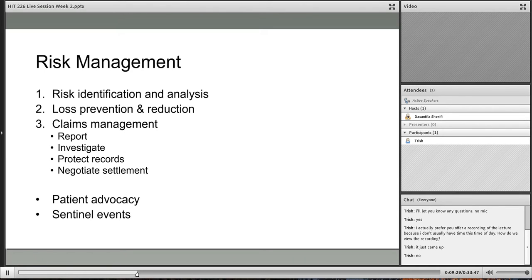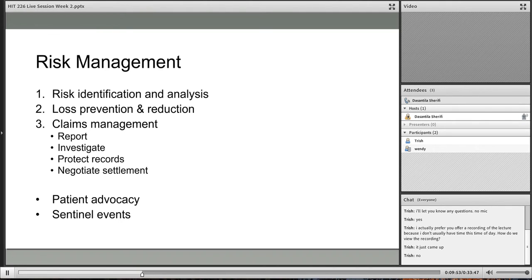All right. And the third one is risk management. Risk management focuses on identifying any potential areas of risk and analyzing it. This is usually a team effort. There's people from different departments, and I see Wendy just joined. Welcome, Wendy.